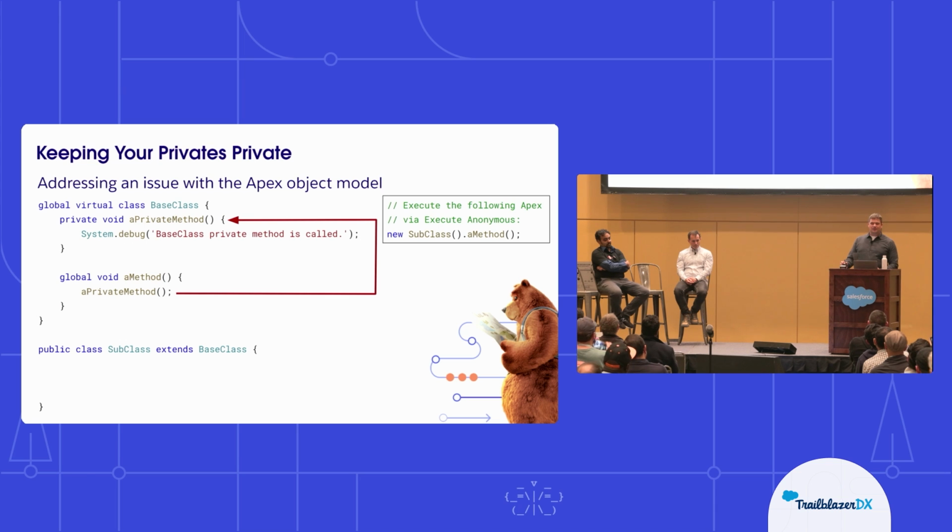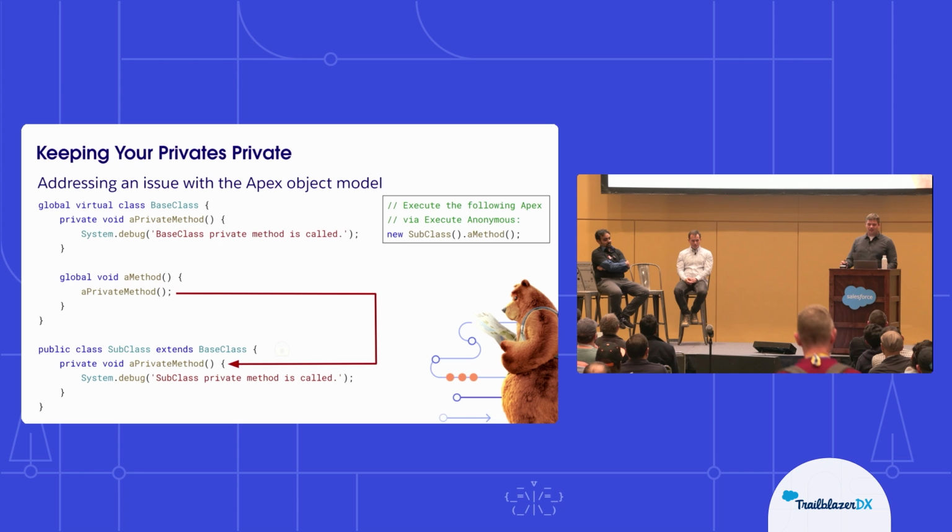So let's add a new private method to the subclass that just so happens to have exactly the same name as the private method in the base class. It doesn't have an override keyword, and that method's not virtual. What happens today is the private method in the subclass gets called, which could create some new and exciting or unintended side effects for you or your customers.